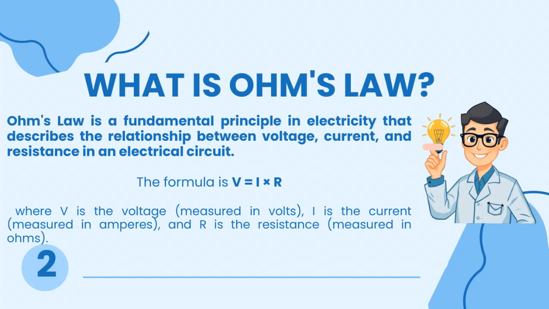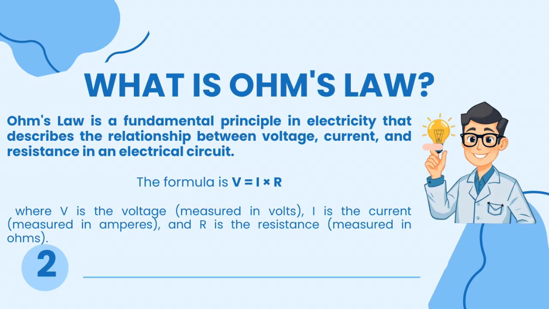All right, let's talk about Ohm's law, a fundamental principle in electricity that helps us understand how electrical circuits work. Essentially, it describes the relationship between three key elements: voltage, current, and resistance. Think of it as a simple equation that connects these parts. The formula is V equals I times R, which means that the voltage, or V, is determined by multiplying the current, I, by the resistance, R.